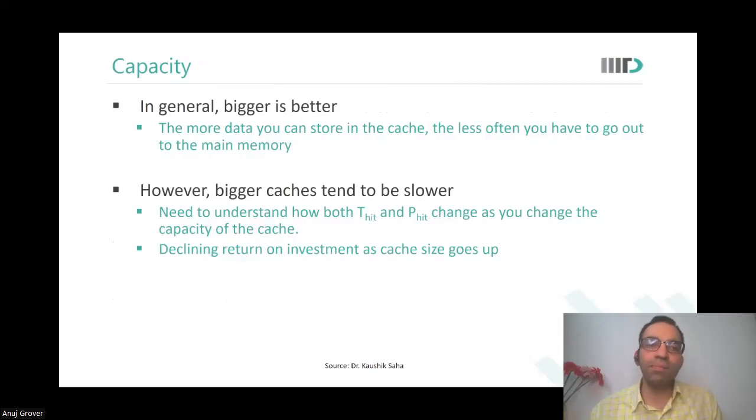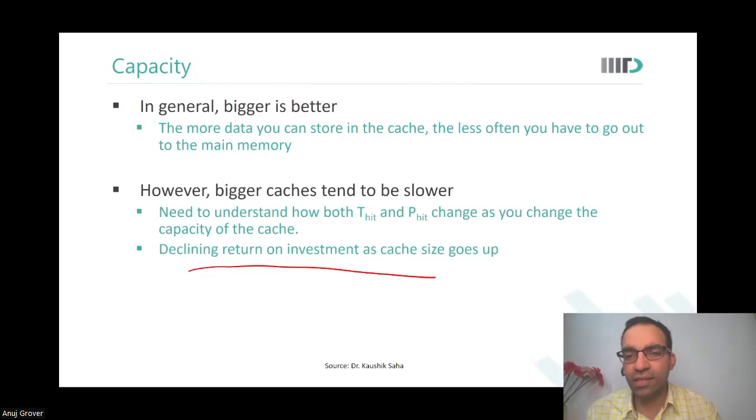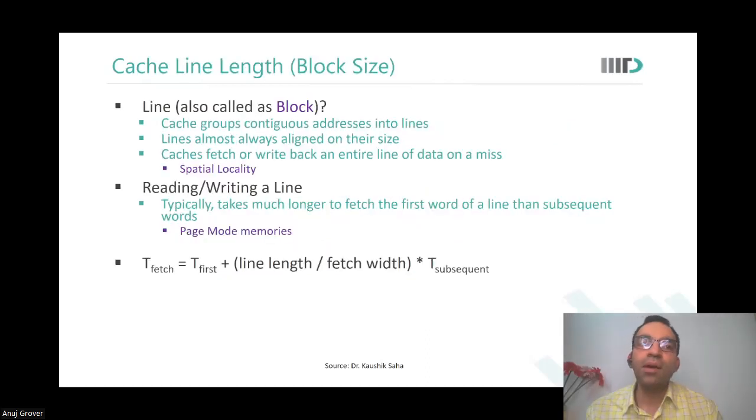So we say that bigger capacity could be better. However, bigger caches are slower. So there is a declining return on investment as the cache size goes up. When we talk of cache size, we also talk of what is called cache line length, or also called a block. So the concept of a line length is that if there is a miss and you need to fetch something from a higher level of memory, then do not bring in just one address. Bring in one full block.